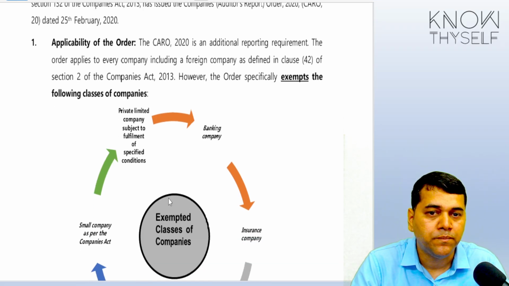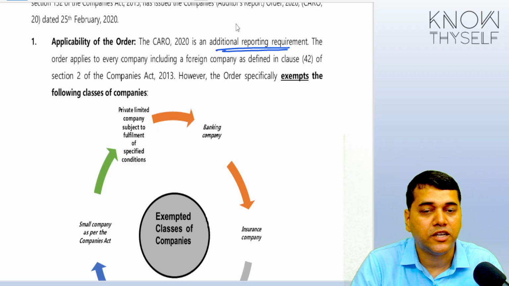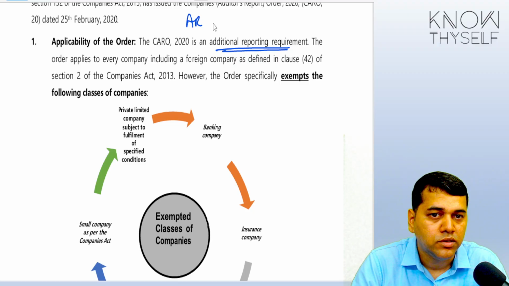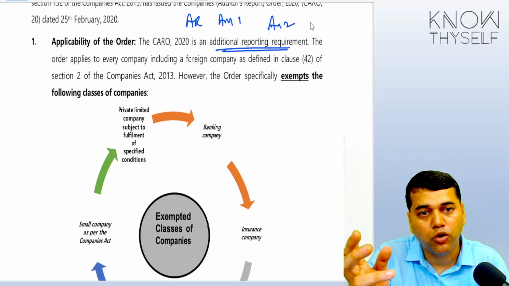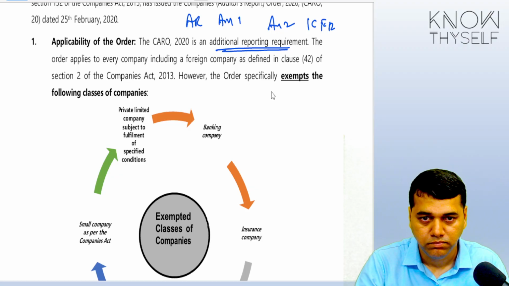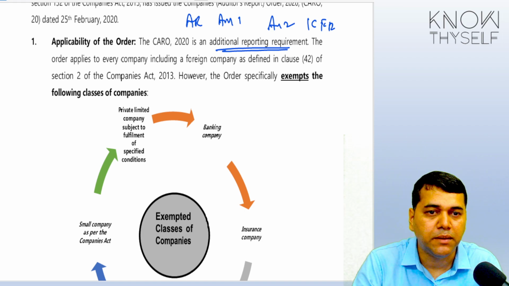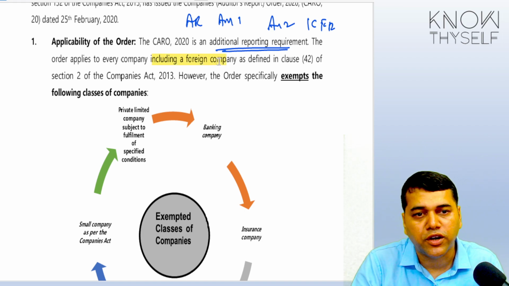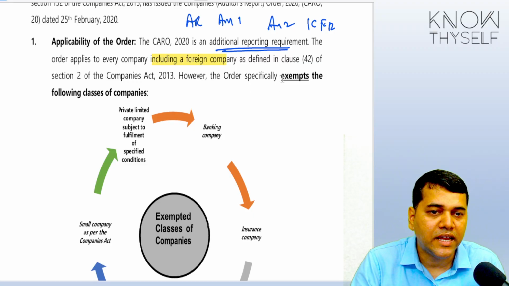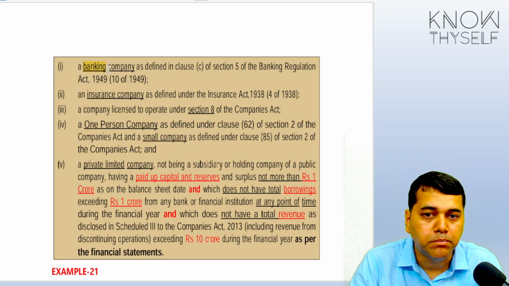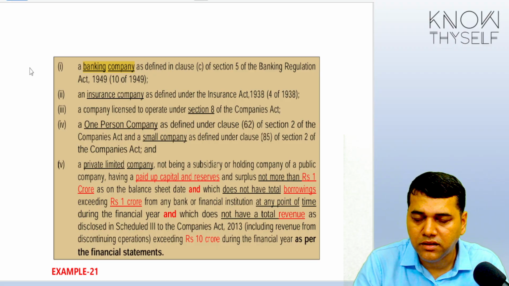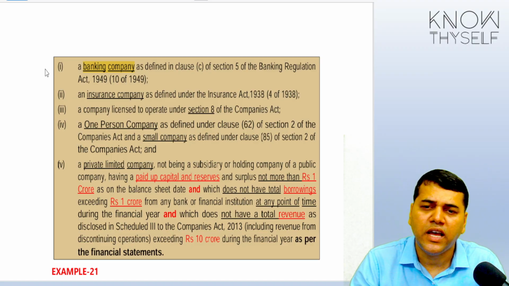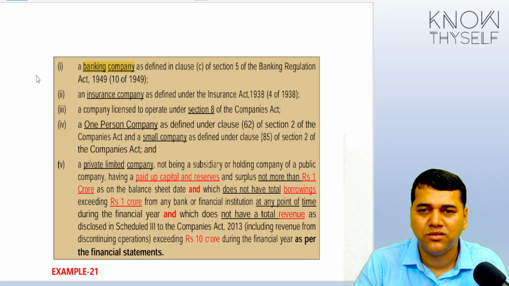Now, to whom is this applicable? CARO is an additional reporting requirement. That's why you have the auditor's report, then Annexure 1 you have CARO because it has 21 points. Annexure 2 you have ICFR reporting, internal control reporting. Now, they say that CARO is applicable for every company, including a foreign company. However, they are going to give exemption to the following class of companies. Who are those? One, a banking company, which is defined in the Banking Regulation Act. Why? Because in the bank audit chapter, we are going to see there is an extensive reporting for a bank. So this is a simple thing.